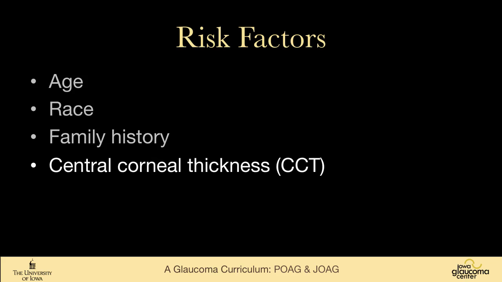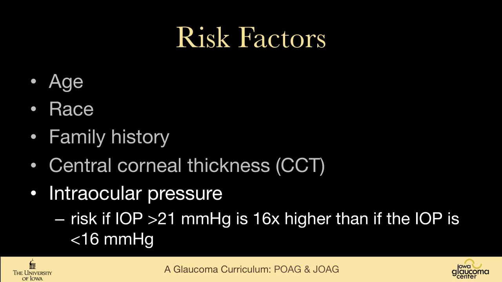Central corneal thickness, we know, is a risk factor for developing glaucoma. People who have thinner corneas are at a substantially higher risk of developing glaucoma. And obviously intraocular pressure is a risk factor for developing glaucoma. And it's something we spend a lot of time thinking about because on this list, it's the only thing that we can adjust.